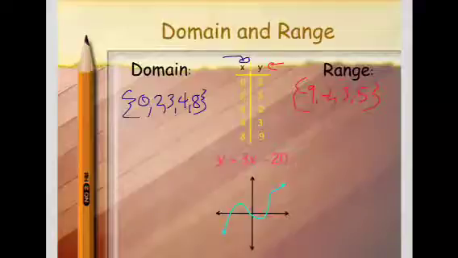Domain and range is really easy if I just have a list of values, whether I have a table or coordinate pairs or that mapping where it just says, here's the input numbers, here's the output numbers. It gets more tricky when we start looking at equations. So when we look at this one, this relation is showing x in relationship with y.